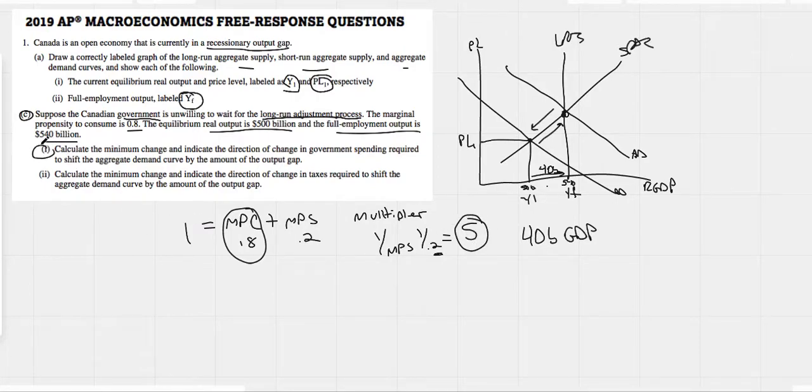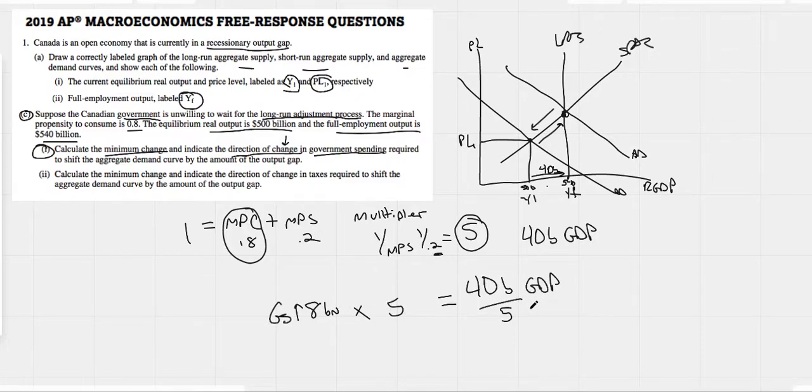All right, they're saying calculate the minimum change and indicate the direction of change in government spending required to shift the aggregate demand curve by the amount of the output gap. That's important. So we need 40 billion of GDP. We know that our multiplier is 5. Can't we just divide 5 into 40? That would give us that government spending needs to increase by 8 billion.